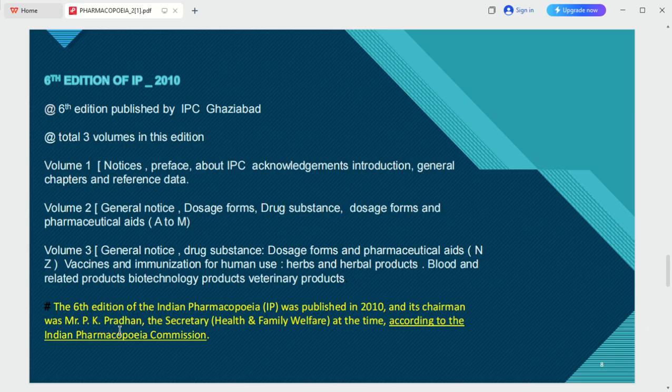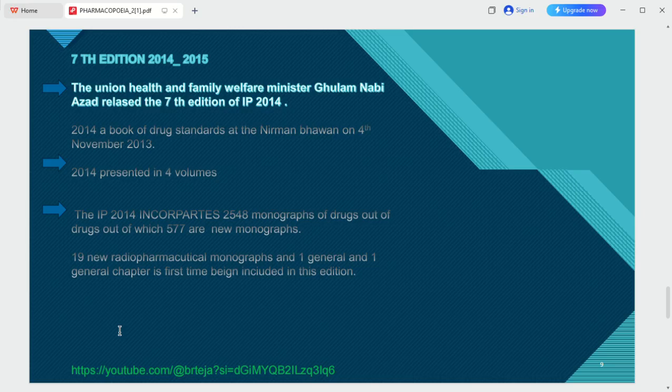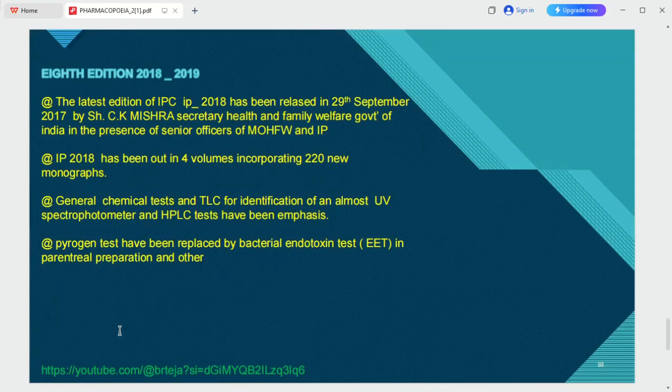Okay, with the chairperson Mr. P.K. Pradhan. Sixth edition, P.K. Pradhan. Seventh edition chairperson, Ghulam Nabi Azad. Okay. Eighth edition, Mr. C.K. Mishra, Secretary, Health and Family Welfare, Government of India, and 8th edition released in 2018, addendum in 2019. Some of the pharmaceutical analysis, instruments and biotechnological products, etc. is called Indian Pharmacopoeia. Okay.